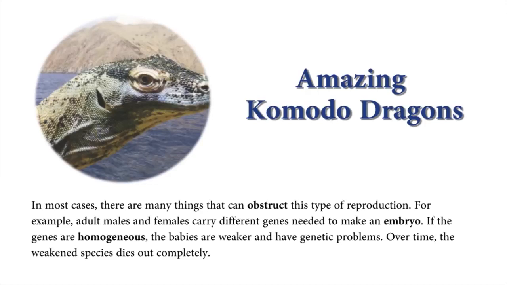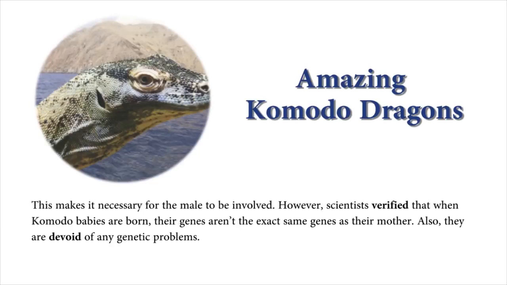For example, adult males and females carry different genes needed to make an embryo. If the genes are homogeneous, the babies are weaker and have genetic problems. Over time, the weakened species dies out completely. This makes it necessary for the male to be involved.